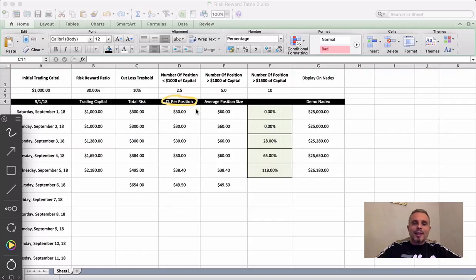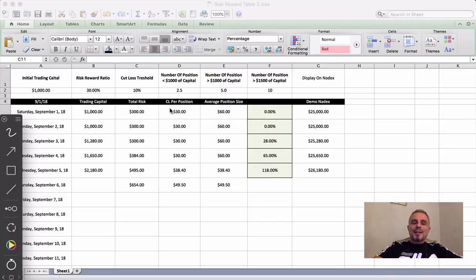Okay, on the next column, you have cut loss per position. This is calculated based on an average. Again, this is a reference for you. This doesn't mean that you need to cut loss all your positions at $30. You can cut a loss shortly if you think you have made a mistake.